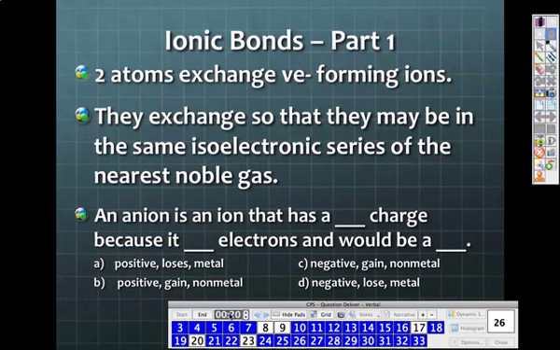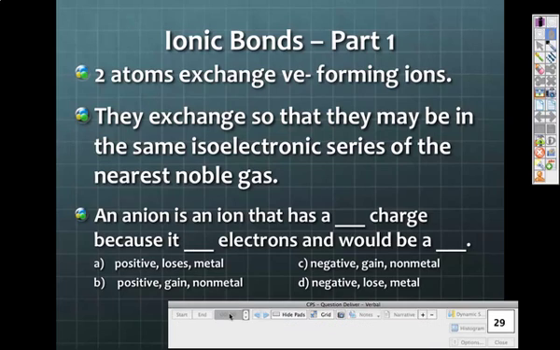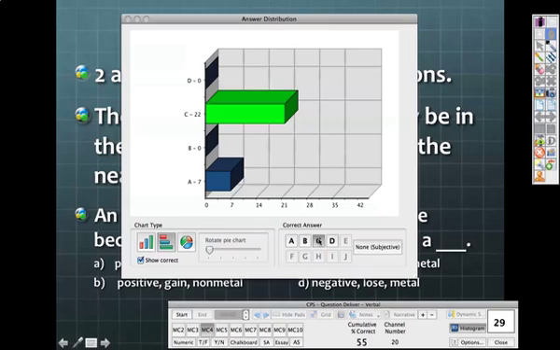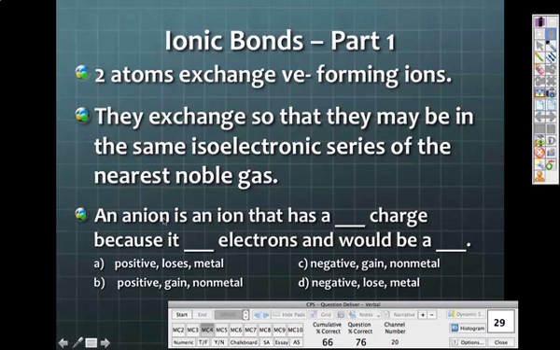Put 20 seconds on the clock. Let's get those answers in. We're missing someone still, but C is the correct answer. So, an anion, a negative ion, that's the way that we remember that one, is an ion that has a negative charge because it gains electrons, and the ones that gain electrons are nonmetals.